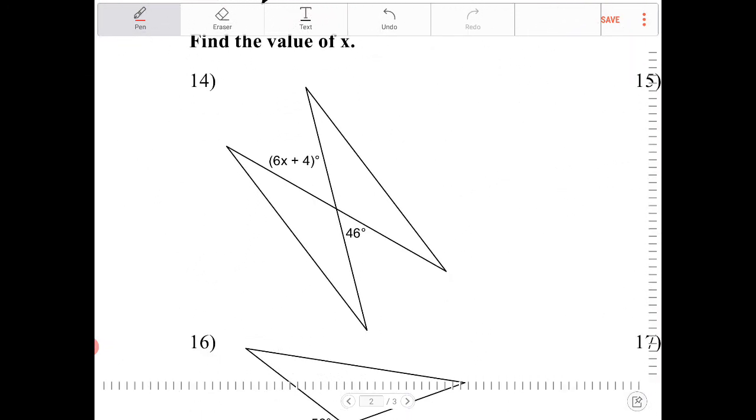Find a measure of x. Again, these are vertical angles, so they are going to be the same. So 6x plus 4 will equal to 46. Subtract 4 from both sides. 6x is equal to 42. Divide by 6, x is equal to 7.